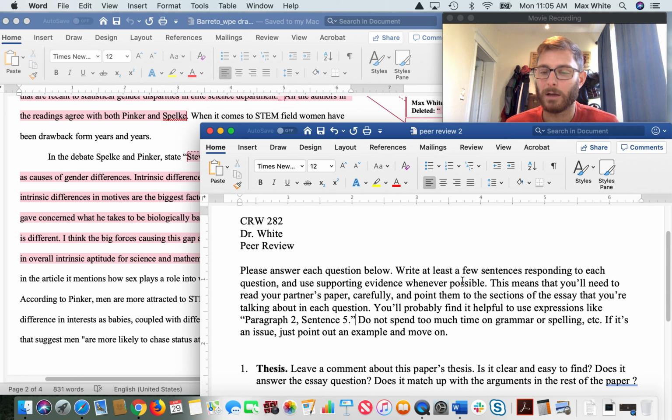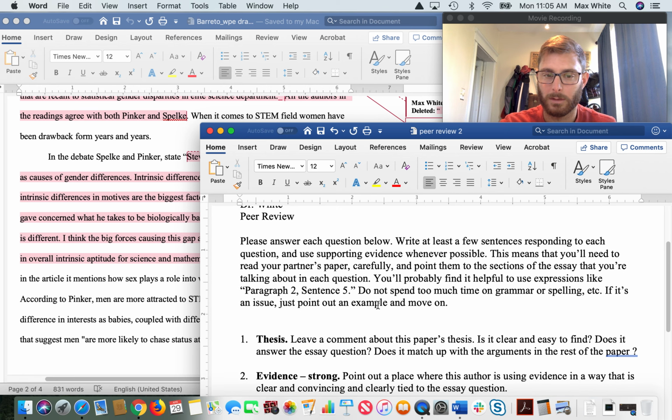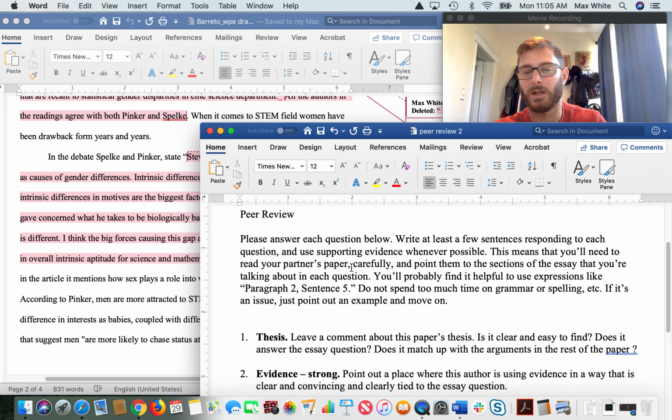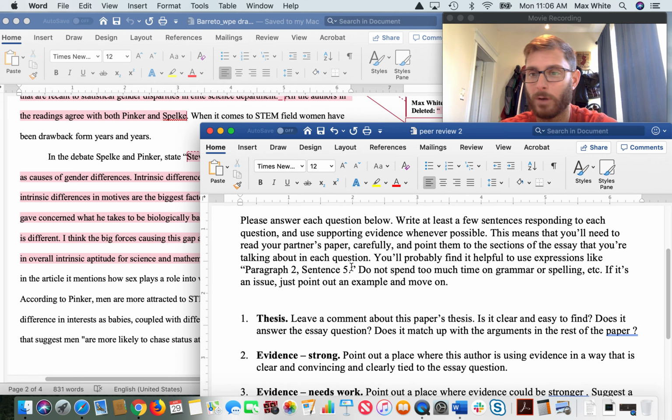So that said, when we approach peer review, I want you to write a couple of sentences. I think in the instructions, what do I say? I say a few sentences responding to each question and use supporting evidence whenever possible. Think about what I'm asking you to do here. I'm asking you to make a statement about your peer's paper and then to say, this is visible when, or for instance, in paragraph 1, sentence 3, something of that nature. So you want to be able to locate the exact moment within the essay that you're writing about. Now, at the same time, we want to offer evaluative claims. So the idea is to say, what could this essay improve upon? And so let's go through and talk about it a little bit.